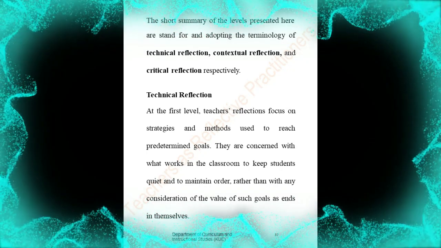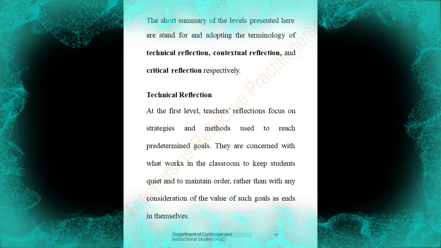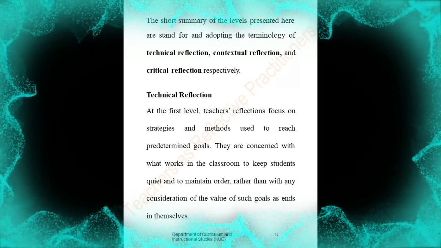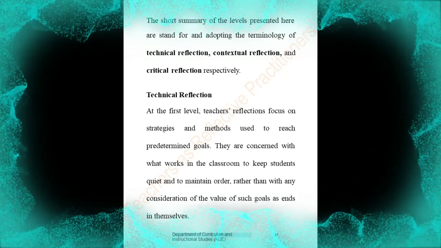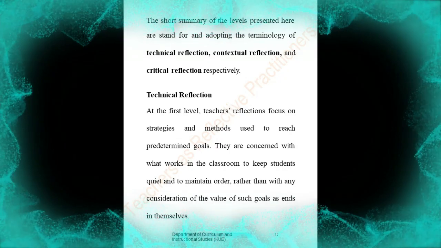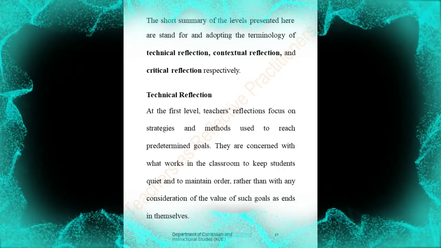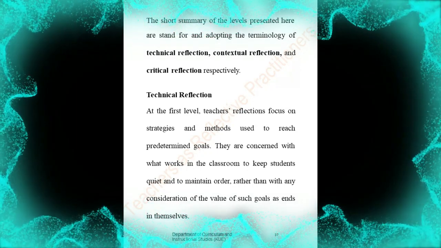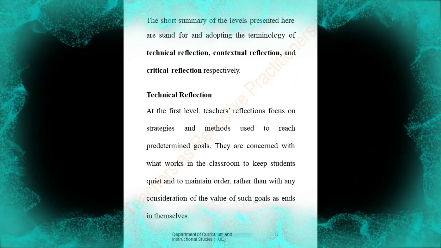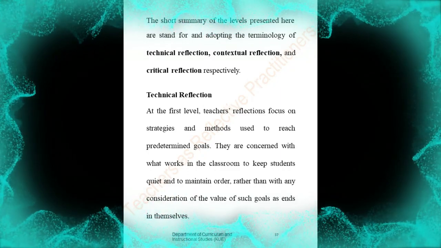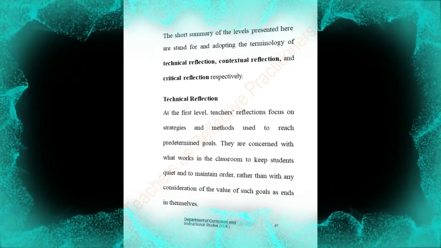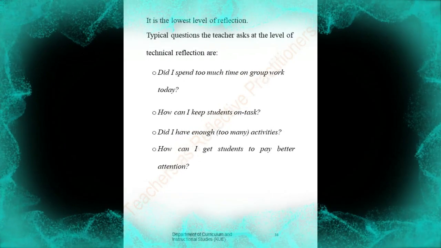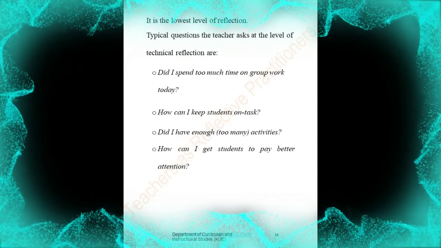Technical reflection. At the first level, teachers' reflections focus on strategies and methods used to reach predetermined goals. They are concerned with what works in the classroom to keep students quiet and to maintain order, rather than with any consideration of the value of such goals as ends in themselves. It is the lowest level of reflection.